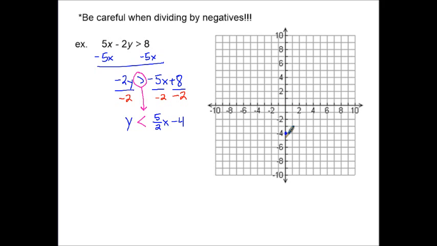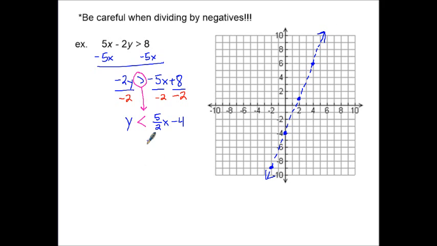But here we go. Down 4, up 1, 2, 3, 4, 5 over 2. And then I'll do that a couple times. Ran out of room, it looks like, so now I'll go down 5 over 2 the other direction. And then again, since I don't have the or equal to bar, I'm going to use a dotted line in this case. Again, I'm indicating that the points on this line are not solutions to the original inequality.